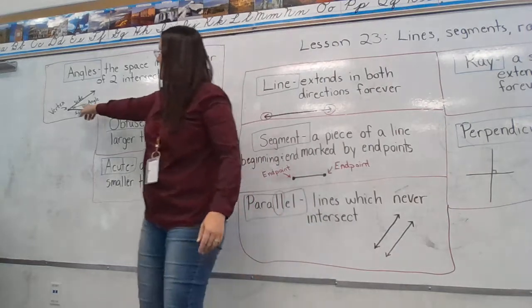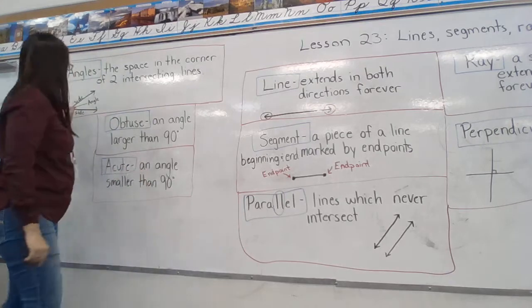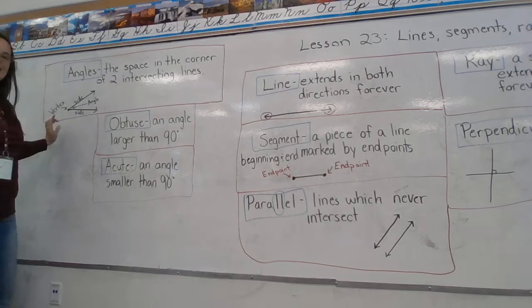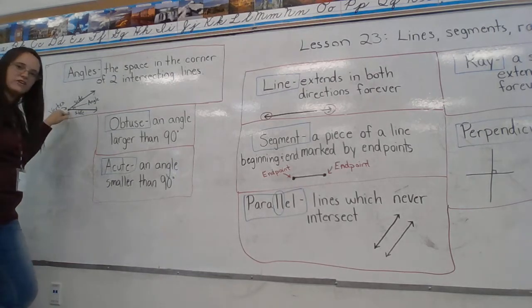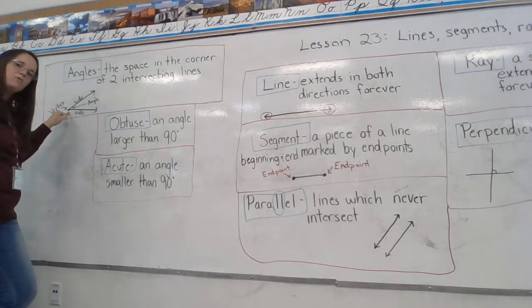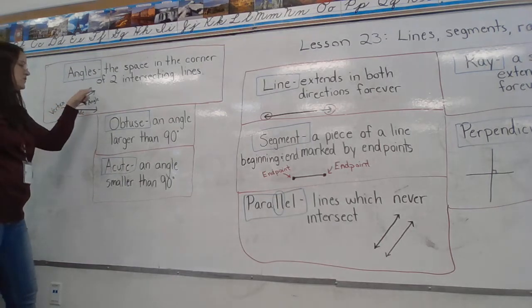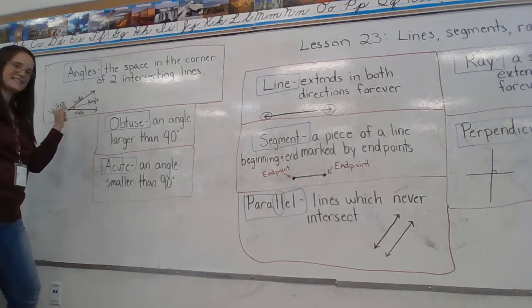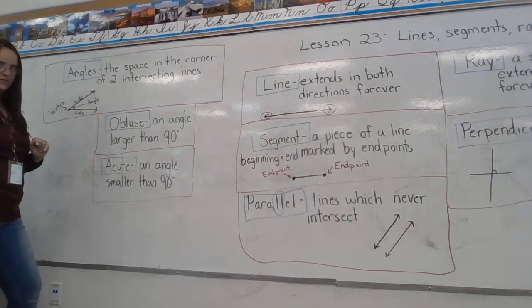An angle is this space in between intersecting lines. This right here, this space, this area, that's the angle, okay? An angle is made up of a couple different parts. We have the vertex of the angle. That's the point where my two lines intersect. It's like the corner of the angle. And then the lines or rays or segments are called sides of the angle. So this is kind of anatomy of an angle here.